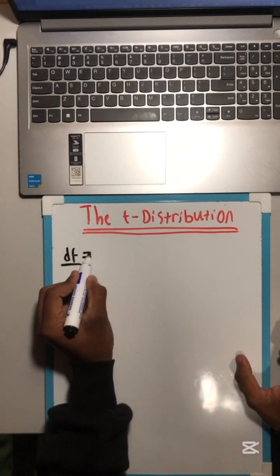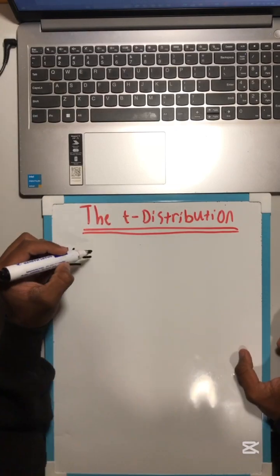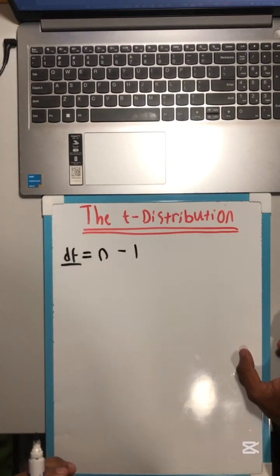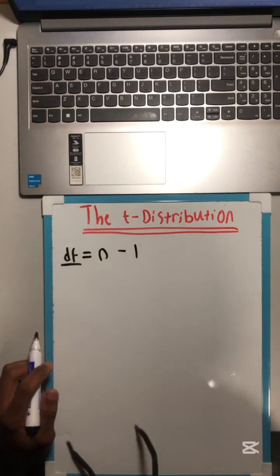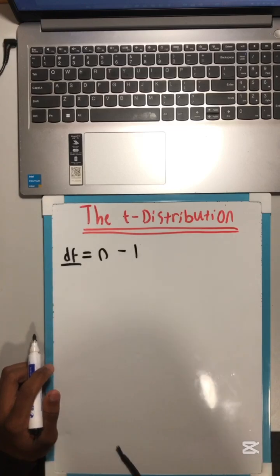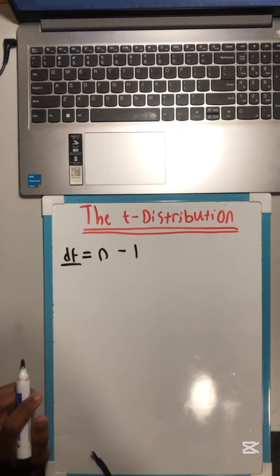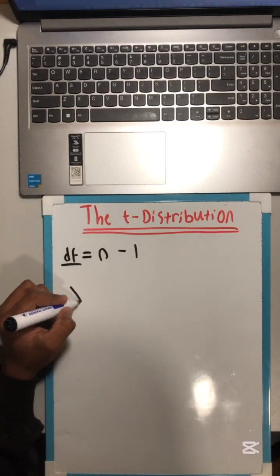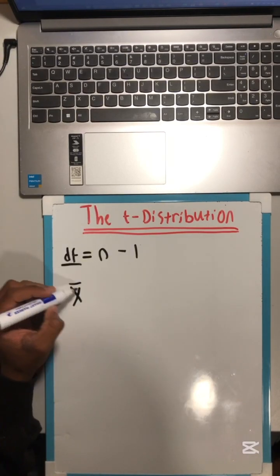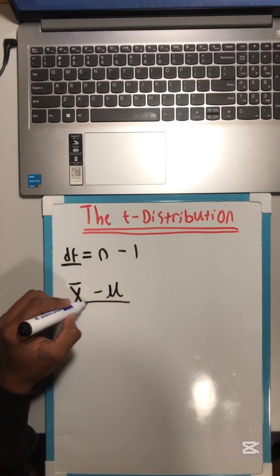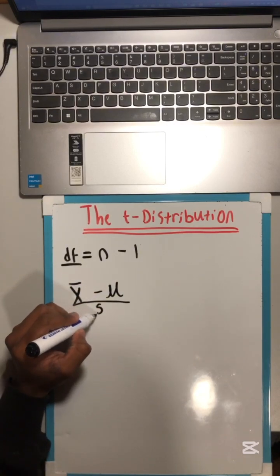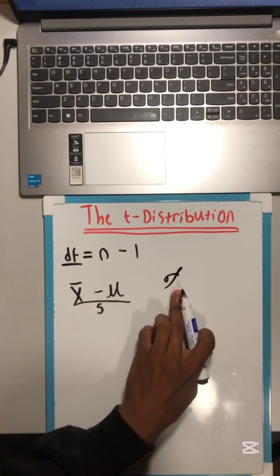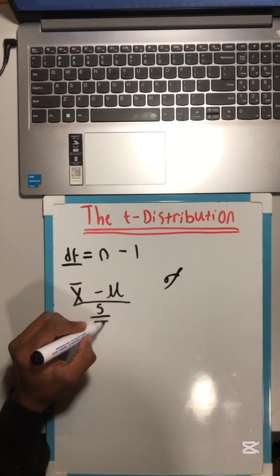So the degrees of freedom for the T distribution, we get them by saying n, which is our sample size, minus 1. The way we standardize the values in the T distribution, we have x bar minus mu, divided by the sample standard deviation, not the population standard deviation, also divided by the square root of n.